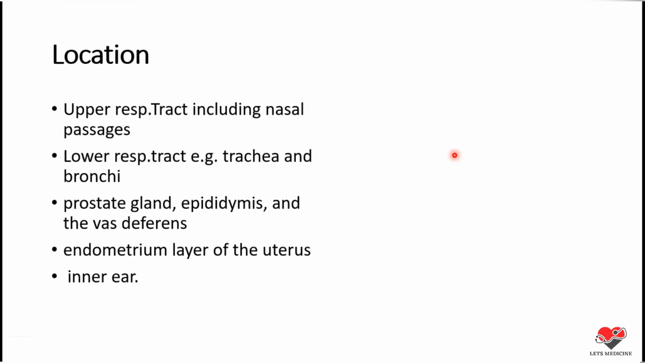Location: in many locations you will find this pseudostratified epithelium, for example in your upper respiratory tract, including your nasopharynx and your nasal passages. That's why it's often called respiratory epithelium. Then again in the lower respiratory tract, in the trachea and in the bronchi. Also in the male genital system you find pseudostratified columnar epithelium, for example in the prostate gland, epididymis, as well as in the vas deferens. In females you can find it in the endometrial lining of the uterus, and the final very special location is the inner ear.